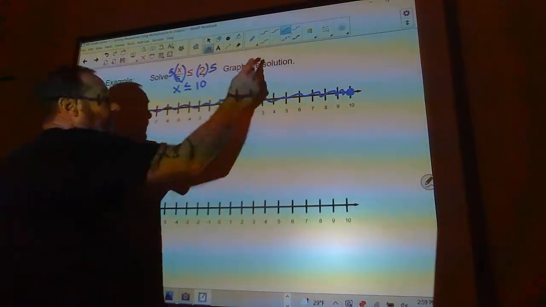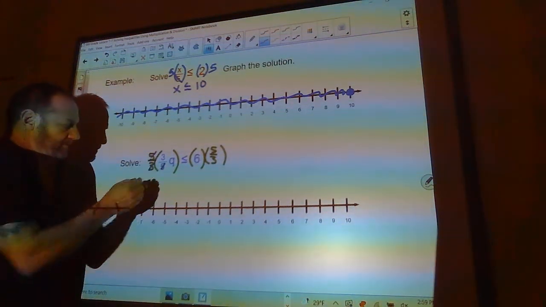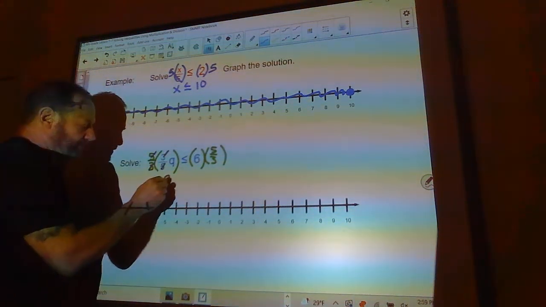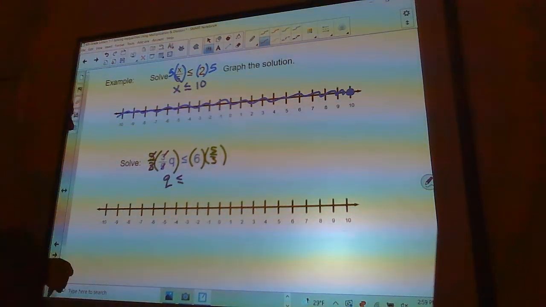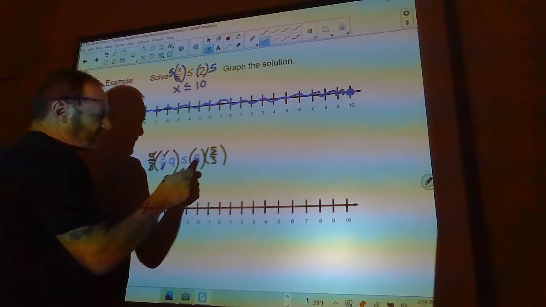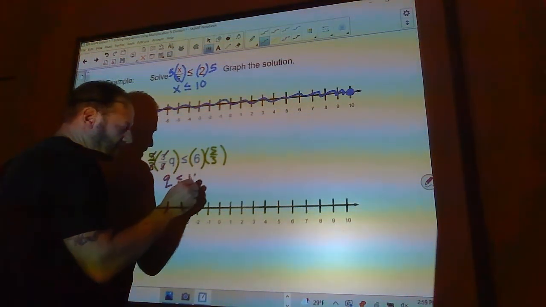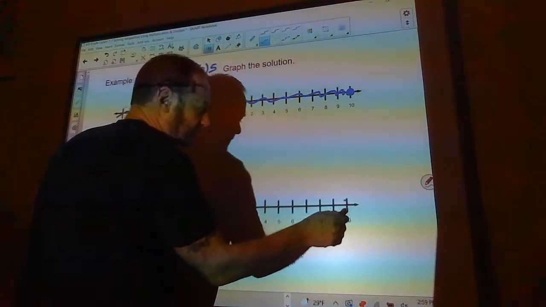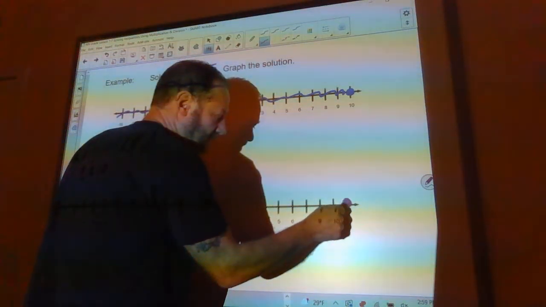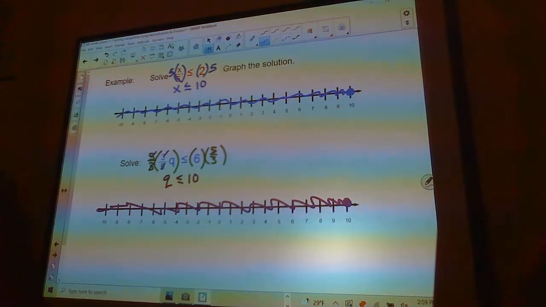So here we go. I've got a 5 on the top, which cancels the 5 on the bottom. I've got a 3 on the bottom, which cancels the 3 on the top. I'm left with q, which is what I want, is less than or equal to 6 divided by 3 is 2, and 2 times 5 is 10. So again, q is less than or equal to 10. Look at that, I got the same answer on both of these. So again, I've got a solid dot at 10, and I shade that side right there.